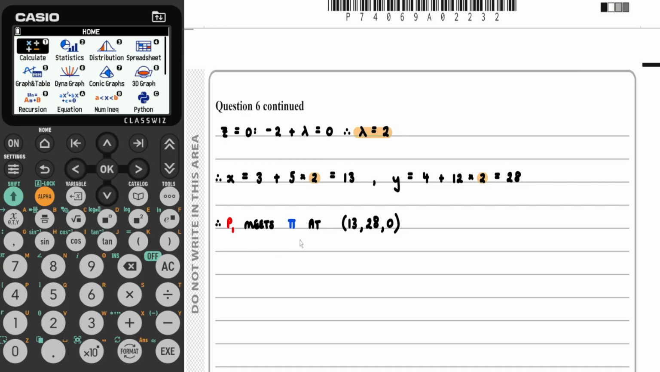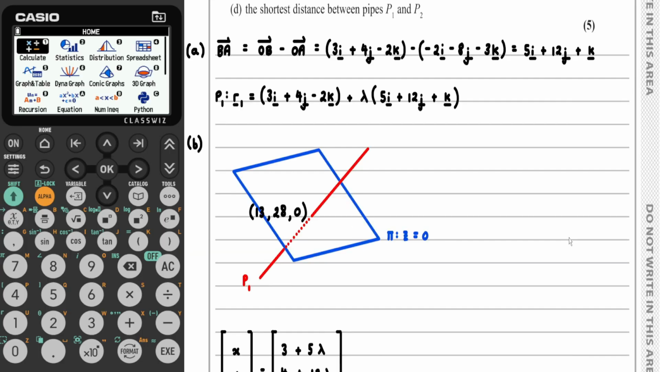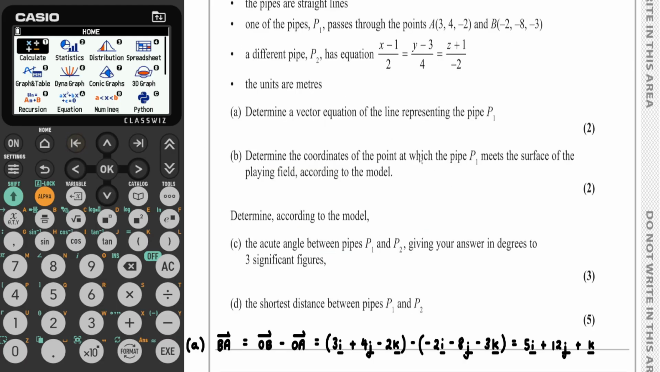So P1 would meet pi at 13, 28, 0. And that is shown here. Determine, according to the model, the acute angle between pipes P1 and P2, giving your answer in degrees to 3 significant figures.